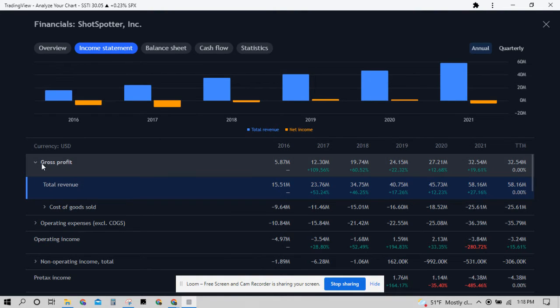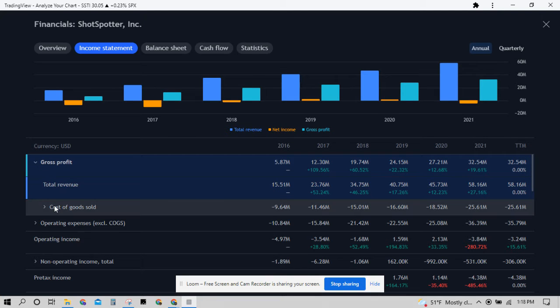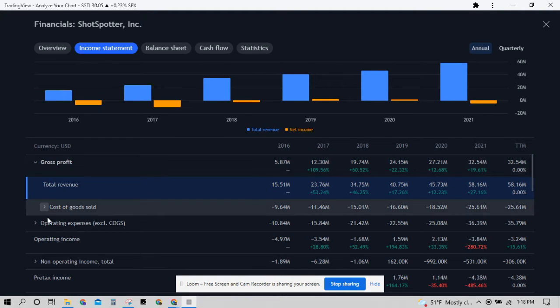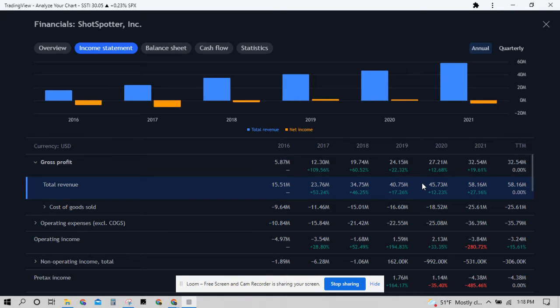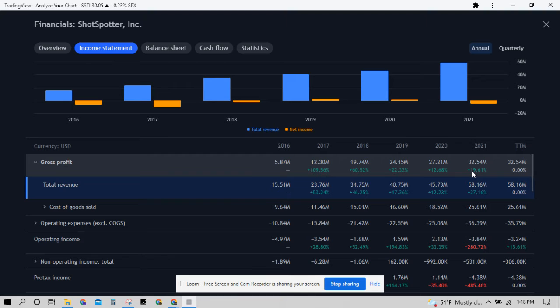But the first thing that I want to look at is the income statements. So I'm just going to minimize these different sections. And I want to take a look at their gross profit and their revenue. And if you remember from the class, you're basically looking to make sure that this is going up. And if for some reason it didn't go up from one year to the next, you just want to do some research and see if there's a valid reason why it didn't. But we went from 12.3 to 19.7 to 24.1 to 27.2 to 32.54 million. So that's good.